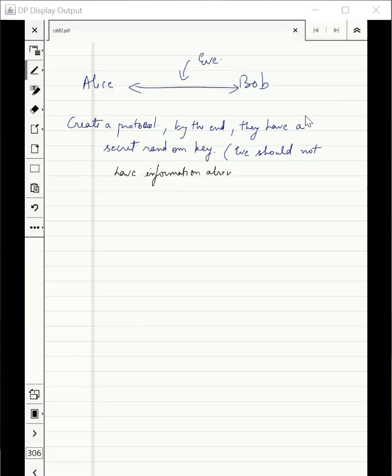The secret key will be used with one-time pad to transfer messages later. So the protocol I'm going to describe will not have any messages. The only objective is to exchange, or to agree on, a secret. This is the only thing which we want to achieve in this protocol. Then we have one-time pad and we can do the cryptography.